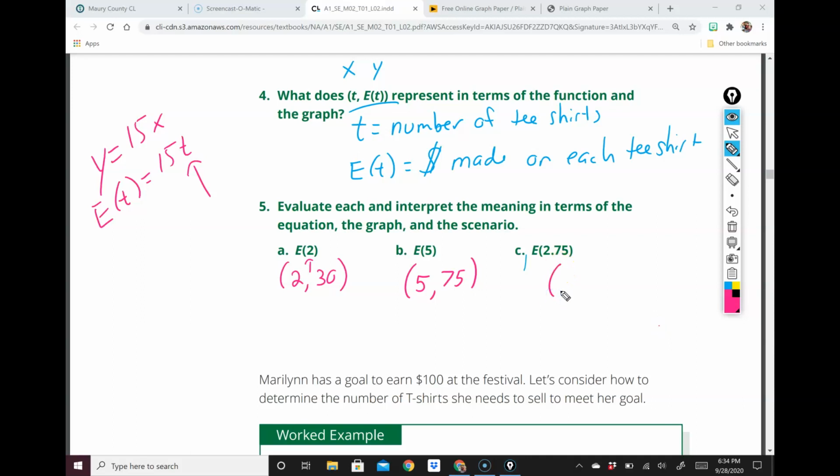If she sells 2.75 t-shirts, I don't know how that's possible. Doesn't make any sense. You can't sell a portion of the t-shirts. I certainly am not going to buy a portion of the t-shirts, but we'll play the game. If you plug in 15 times 2.75, that gives you 41.25. However, this does not make sense.